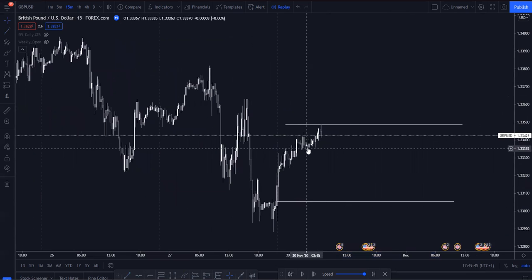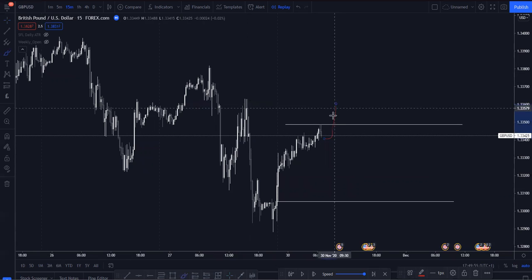So as you can see here, if we were to break to the upside, so if the market was to come here, there is no clear swing in this area until the actual Asian low there. I know there's no swing in the Asian low, but all we need is the Asian low to be taken out.